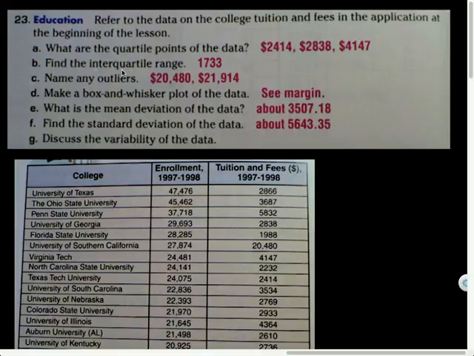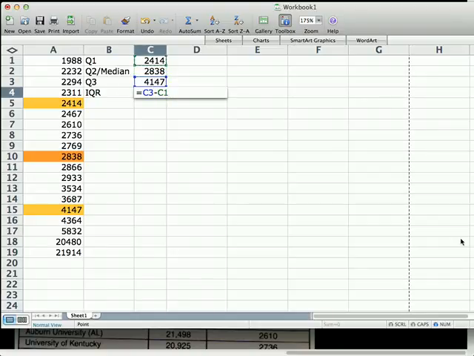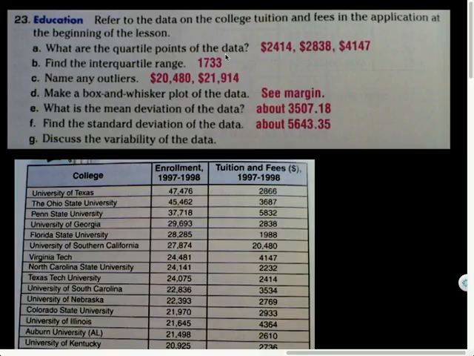Let's see, B, find the interquartile range. So let's pop back in Excel. Interquartile range, I guess I could refer to it that way. That's not an official symbol. But the interquartile range, do you guys remember what that is? The difference between Q3 and Q1, I guess it would always be positive, ends up being 1733. And that agrees right there.